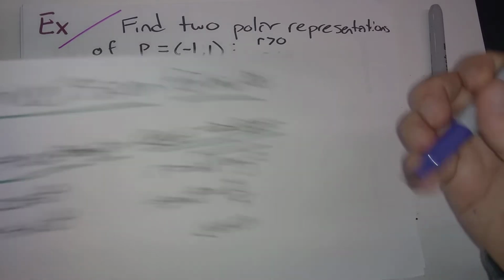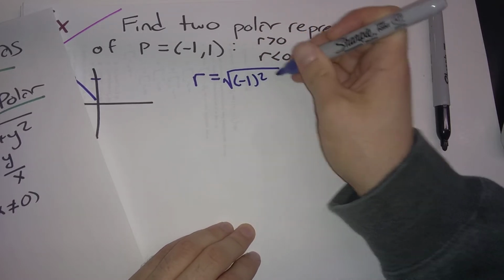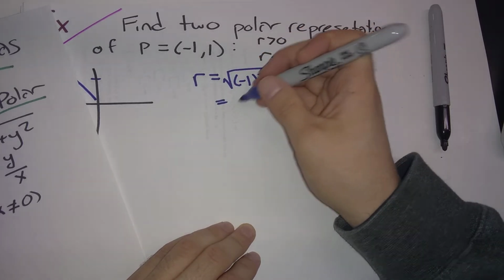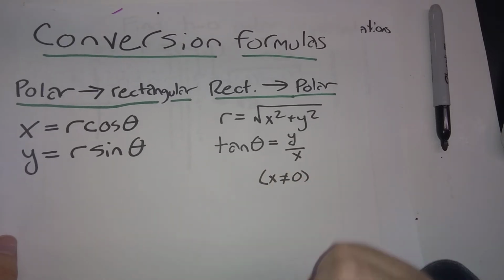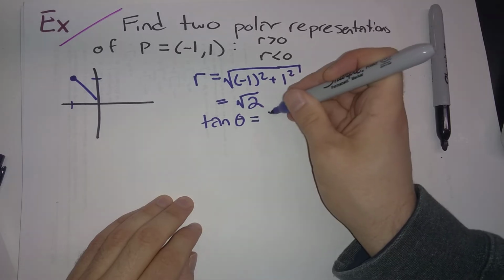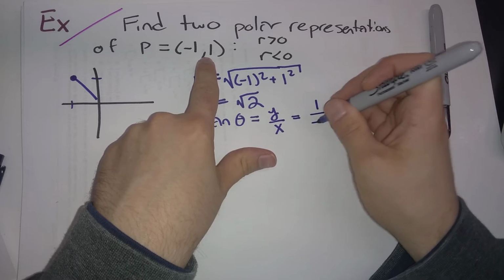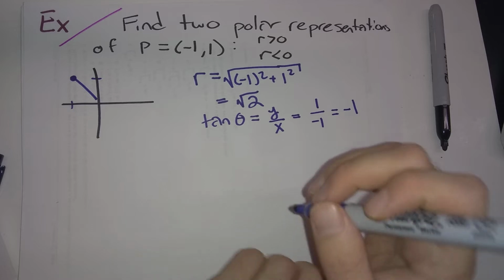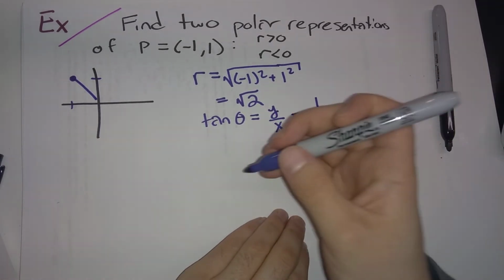So this tells us r should be the square root of -1 squared plus 1 squared. So that's 1 squared, 1 plus 1 is 2. So it's square root 2 here. And tangent theta is y over x. And so that is going to be 1 divided by -1, so -1. So we're thinking about when is tangent of theta equal to -1.